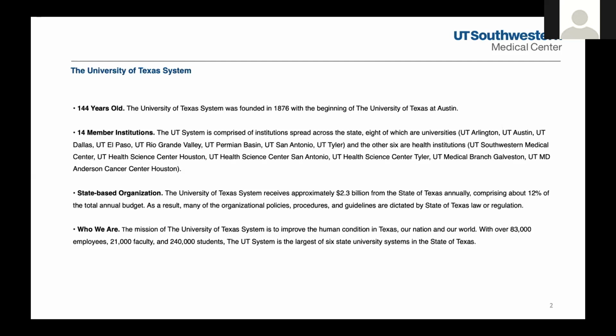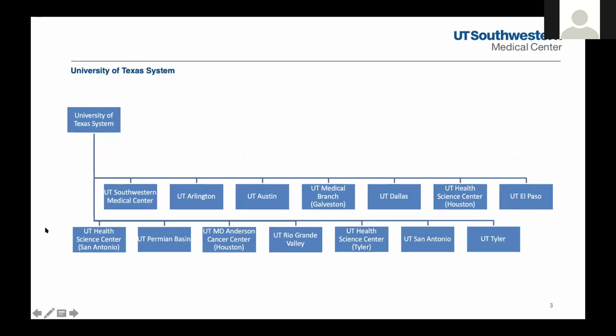So the University of Texas system, again, this is just the highest level. The mission is to improve the human condition in Texas, our nation, and the world. There are 83,000 employees, 21,000 faculty, 240,000 students across all 14 institutions, and it is the largest of 6 state university systems in Texas. This is, as I'm sure you'll be able to tell, not an official org chart. This is something that I created in lieu of being able to find an actual org chart that just shows the 14 member institutions. Obviously, each one of these individual institutions, including UT Southwestern Medical Center, has its own very complex, very large, intricate org chart, which we'll get into here in a second.